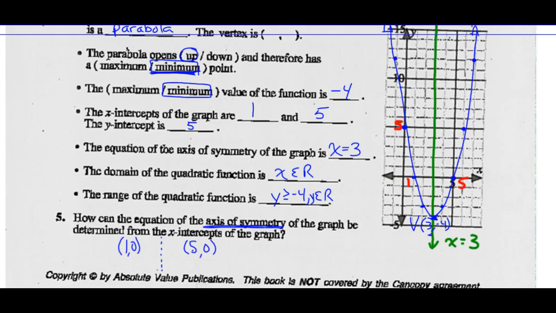So you can figure out the equation for the axis of symmetry by finding the halfway point between the x-intercepts. Halfway between 1 and 5 is 3. So that's the equation for the axis of symmetry. X equals 3. All right.